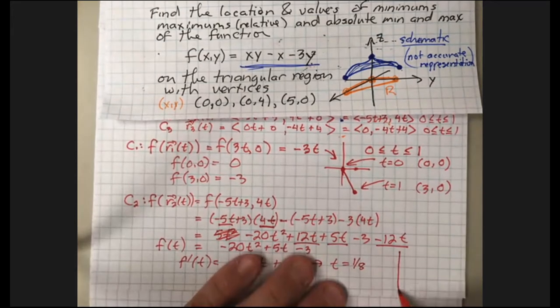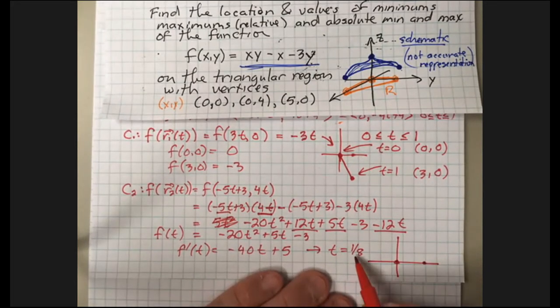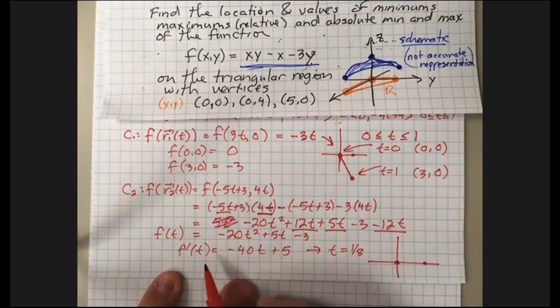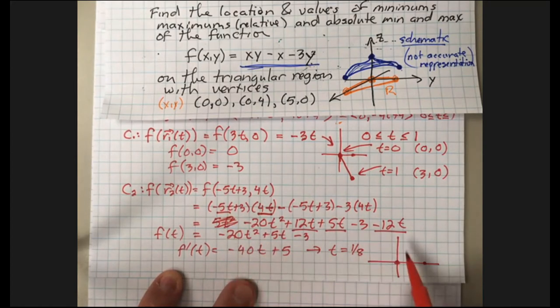So what I have here, and again, this is a schematic drawing, from 0 to 1, I have a parabola that's got a potential high point. I know the parabola opens downward, so this is a high point. I could also do the first or second derivative test on this function at 1/8. So let's plug in t equals 0. If I plug in t equals 0 to this mess, I get negative 3.